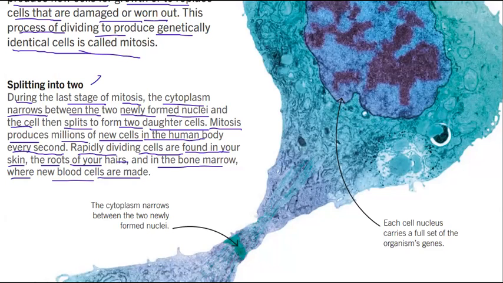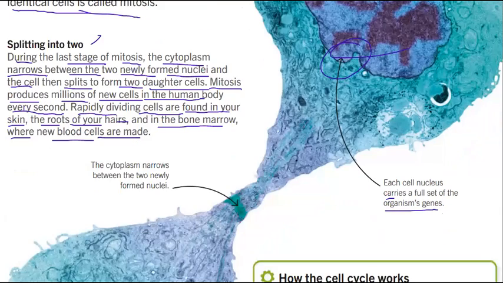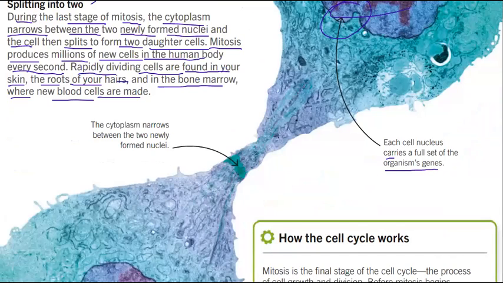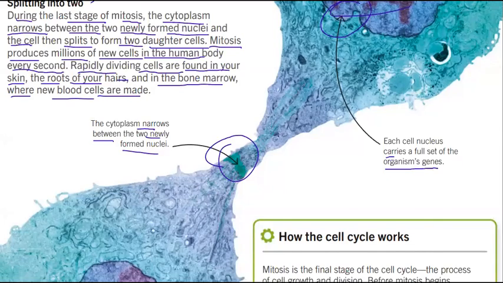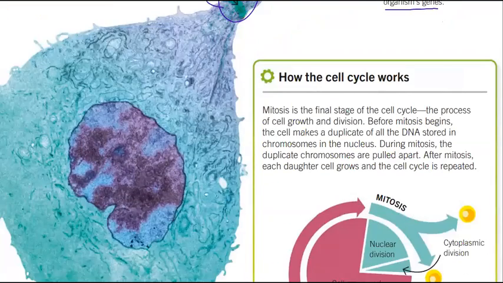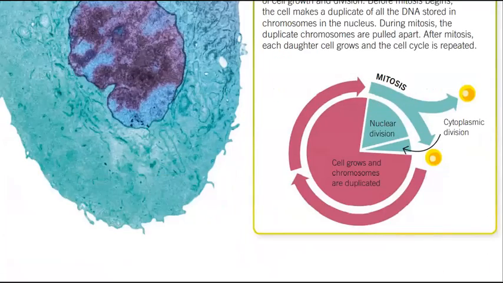This is the picture. Each cell nucleus carries a full set of the organism's genes. In this picture, the cytoplasm narrows between two newly formed nuclei. So one is above, one is below. In the picture you can see this is a newly formed nucleus.